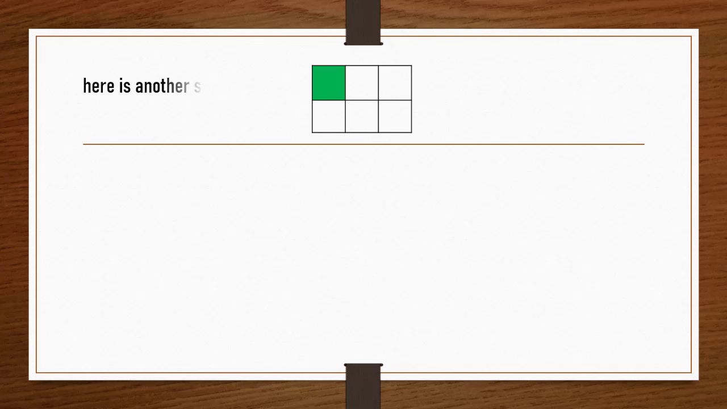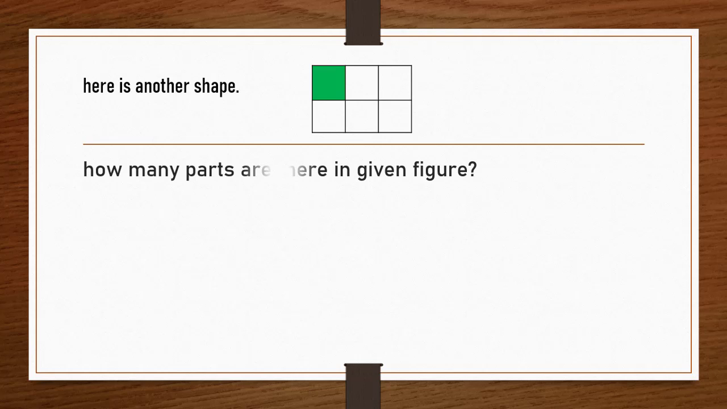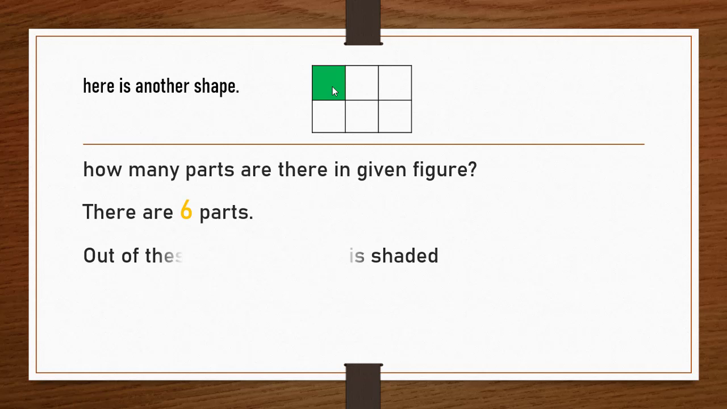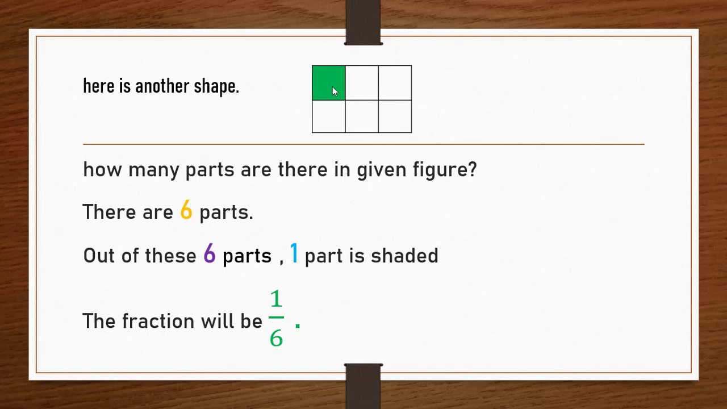Here is another shape. How many parts are there in the given figure? You can see there are 6 parts. Out of these 6 parts, one part is shaded. The fraction will be 1 by 6.